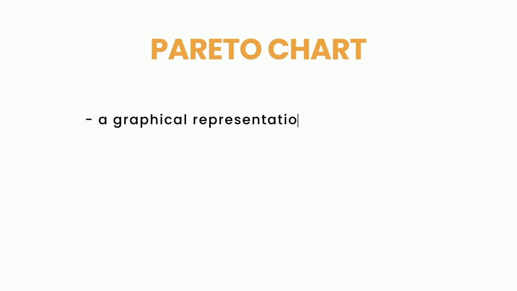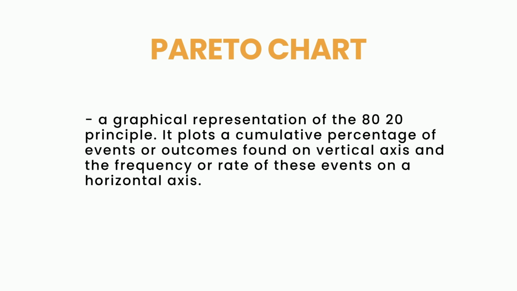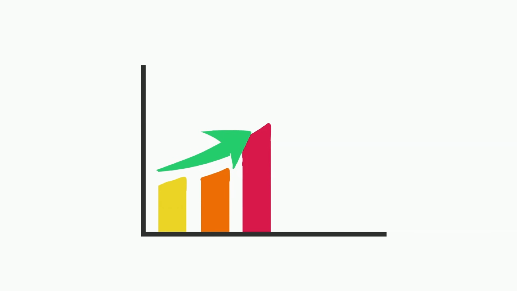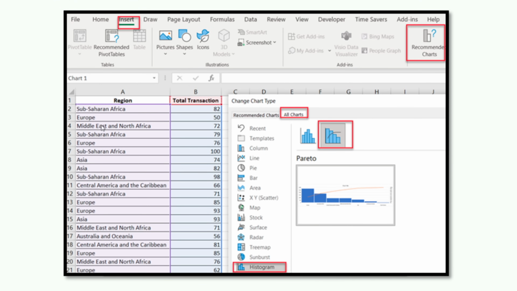Let's try to understand what is a Pareto chart. Pareto chart is a graphical representation of the 80-20 principle. It plots a cumulative percentage of events or outcomes found on vertical axis and the frequency or rate of these events on a horizontal axis. A Pareto chart is a great way to understand what matters most in a given category. It is an easy to understand chart that people can use to identify and prioritize their efforts or decide what they want to focus on to achieve better results. It helps to determine where to put most of your time and resources by looking at the top priorities.